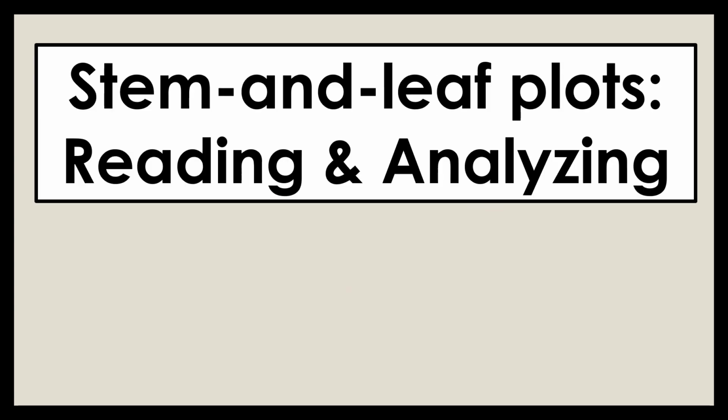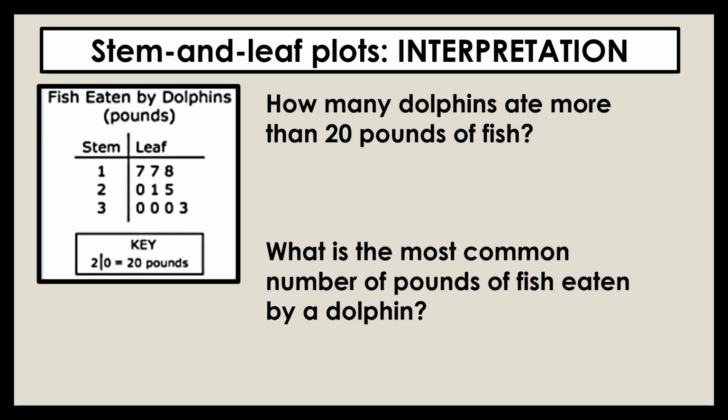Stem and leaf plots, reading and analyzing. Stem and leaf plot interpretations. Our stem and leaf plot's already created. It's the fish eaten by dolphins. It's in pounds. And if you look at the key, 2 line 0 is 20 pounds. So these are not decimal values. These are whole numbers. How many dolphins ate more than 20 pounds of fish?